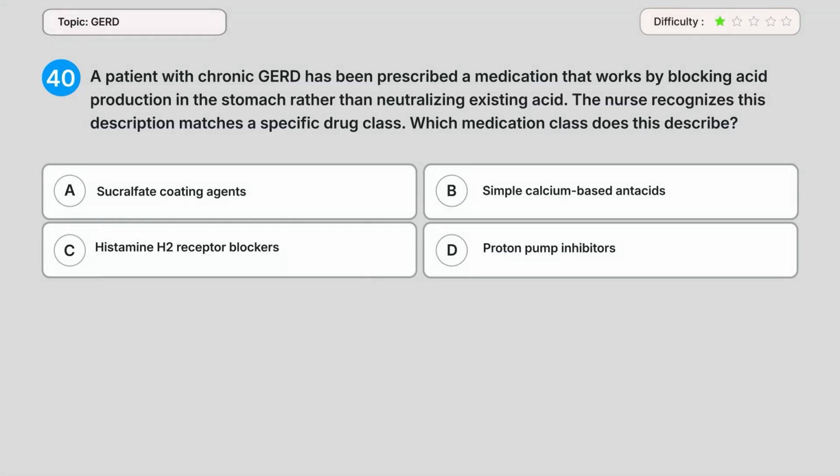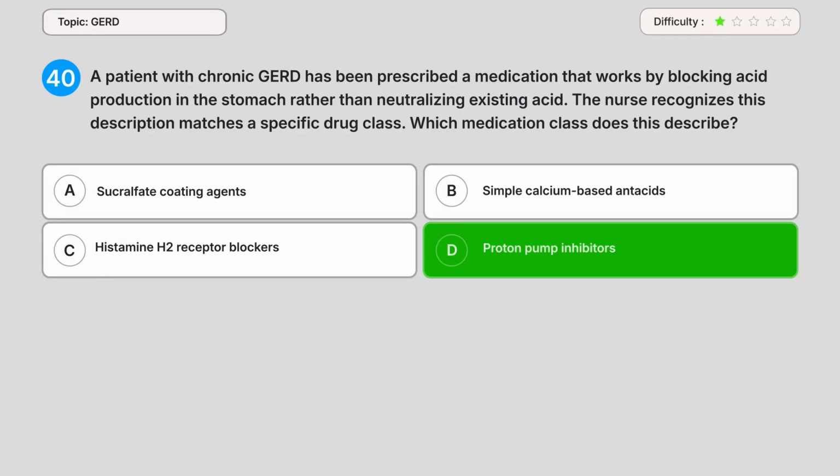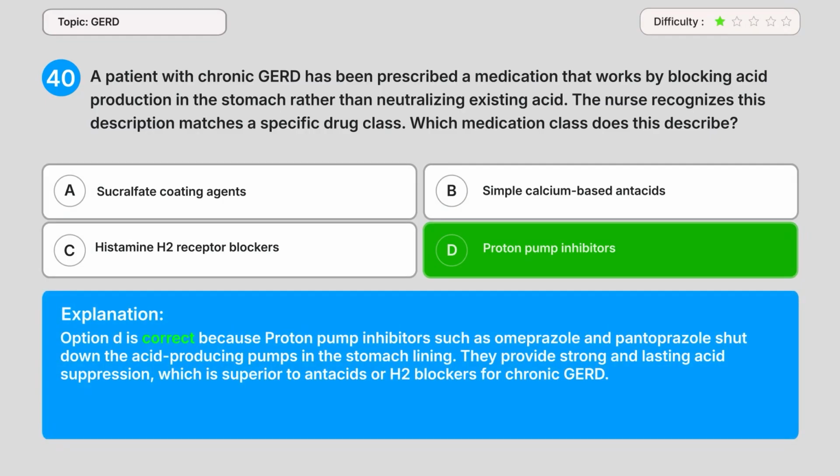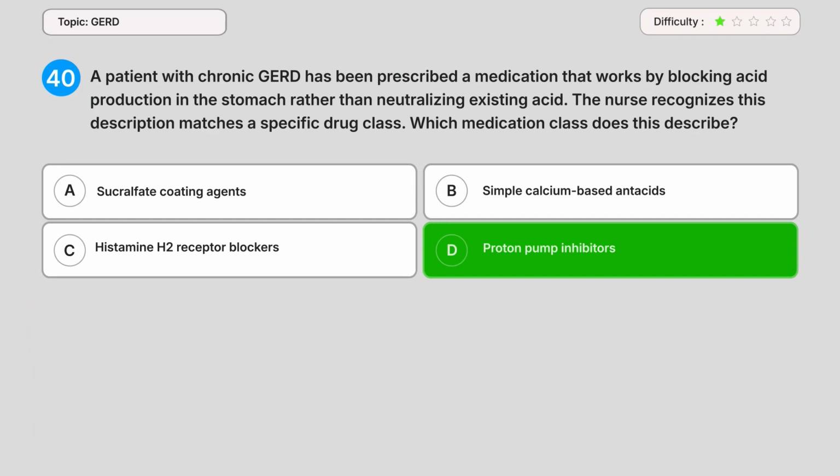Correct answer. D. Proton pump inhibitors. Proton pump inhibitors, such as omeprazole and pantoprazole, shut down the acid-producing pumps in the stomach lining. They provide strong and lasting acid suppression, which is superior to antacids or H2 blockers for chronic GERD.